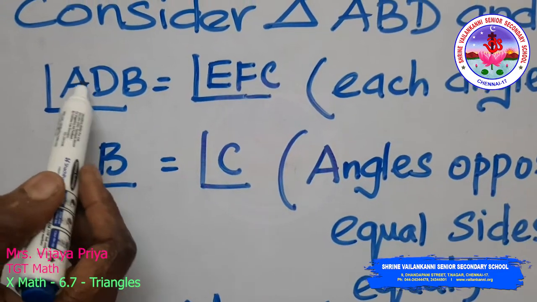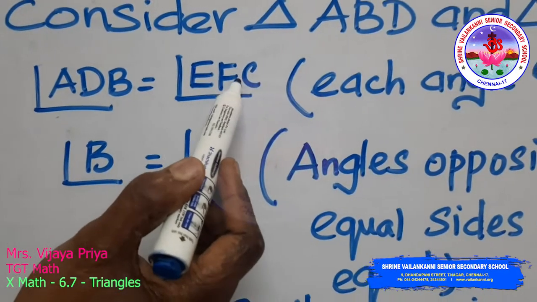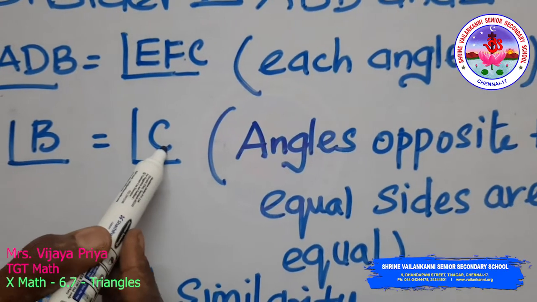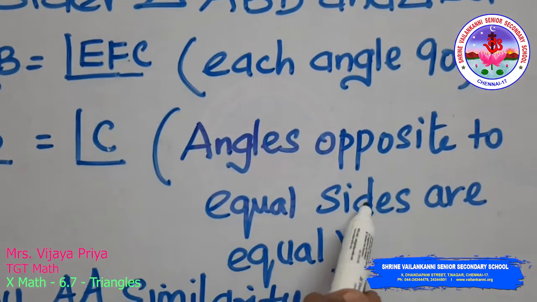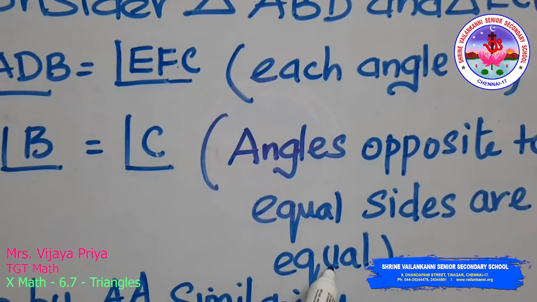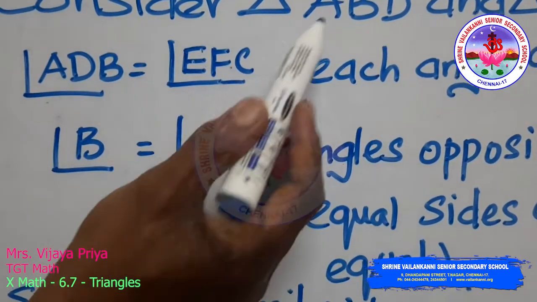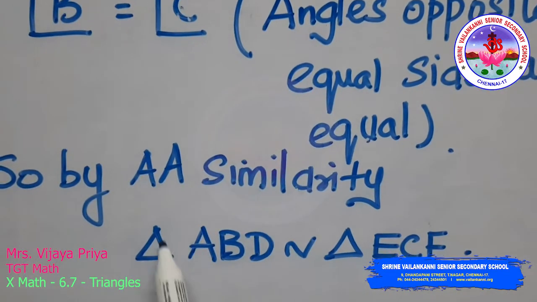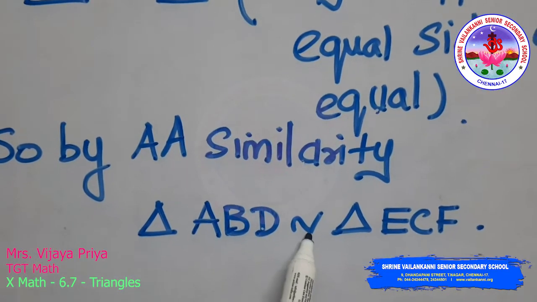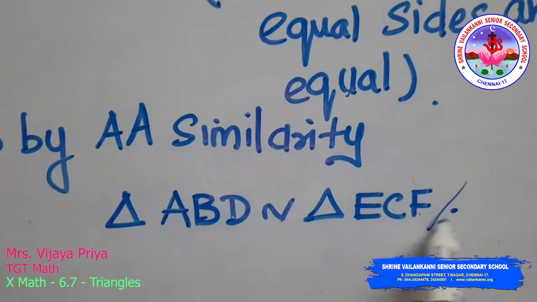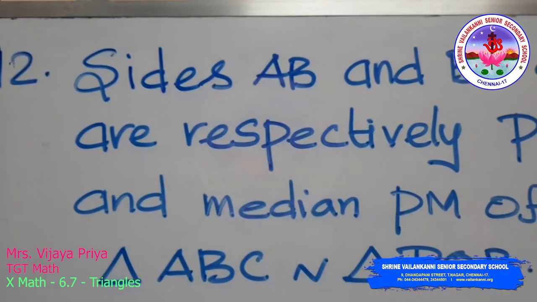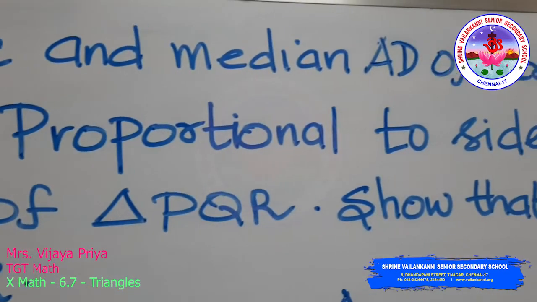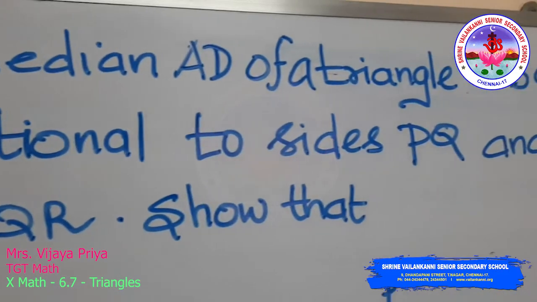We have stated angle ADB is equal to angle EFC, 90 degrees. Then as we said before, angle B is equal to angle C, since angles opposite to equal sides of an isosceles triangle are equal. So I got two angles equal from these two triangles. So by AA similarity, triangle ABD is similar to triangle ECF. Hence proved.